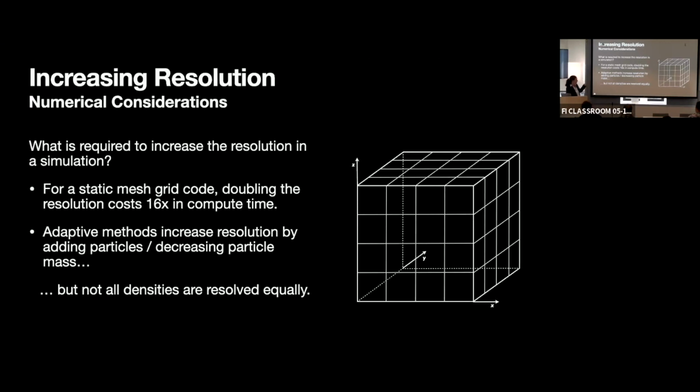Adaptive methods, of course, increase resolution by adding particles, or decreasing the mass of an individual particle. And that works really well in situations where you want to spend all of your compute time in the highest density regions. But it suffers from a key problem, which is that not all densities are going to be resolved equally. So again, one reason that I think a finite spatial resolution is important for the kinds of problems I was describing earlier, ISM, supernova remnants, outflows, is that it's critical that we resolve the hot phase of the gas. And the hot phase of the gas is very low density. And so if you require a constant mass resolution in your code, the way most adaptive methods do, you'll never resolve the hot gas, right?